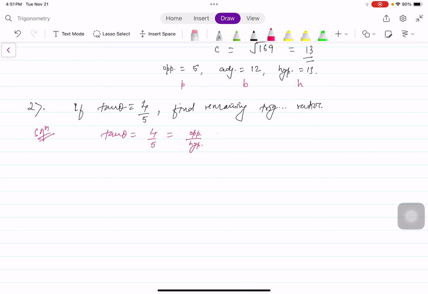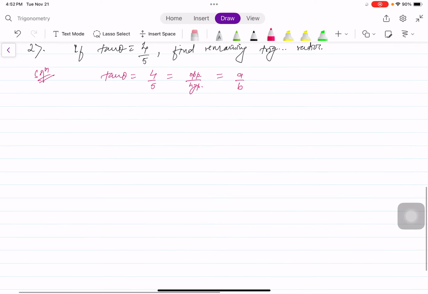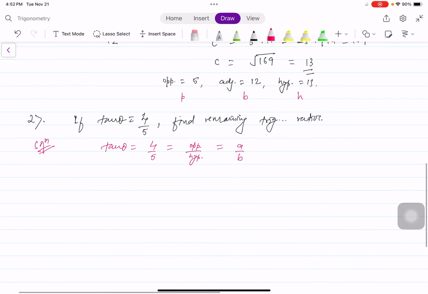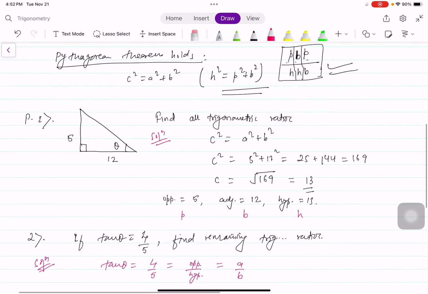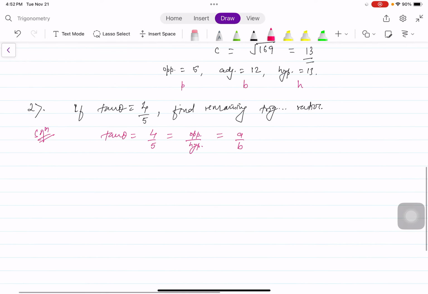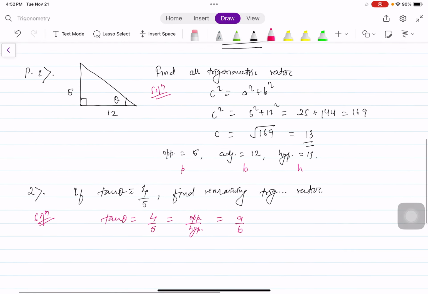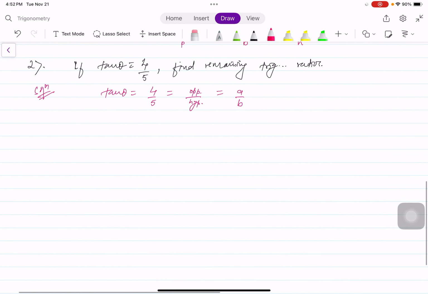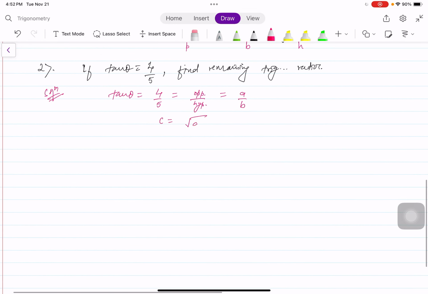So in terms of a and b, you can take it as anything, but a/b in this fashion. This is the repetition of the previous problem. In that case you were given two sides. Here also you are given two sides. So now it's just the repetition of the previous problem. You find C first using the Pythagorean theorem, and then you have a, b, c.